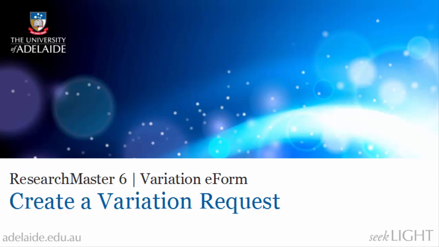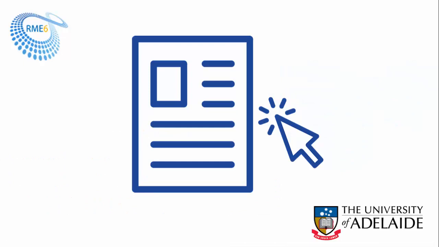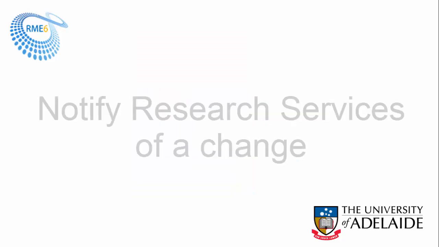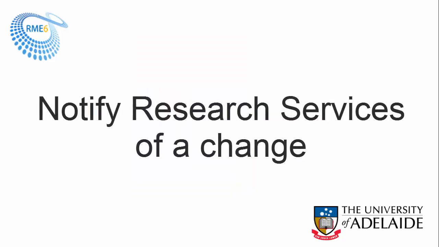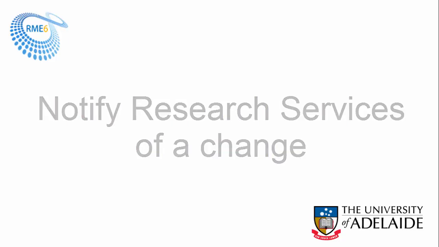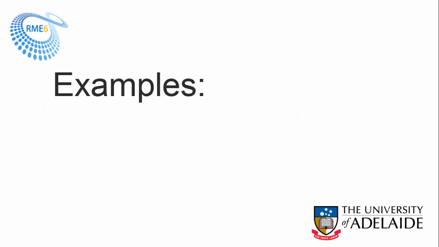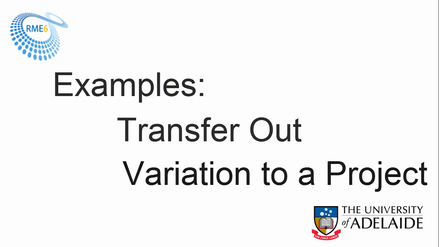Welcome to the new Research Master 6 Variations process. In this video, we will cover the questions you need to complete as part of the Variation E-form, then go through the submission process. A Variation E-form may be used to notify research services of a change to details of an existing project. We'll use two example scenarios, one example of a transfer out and an example of a variation to a project. Some of the steps may vary for you depending on the specifics of your project.